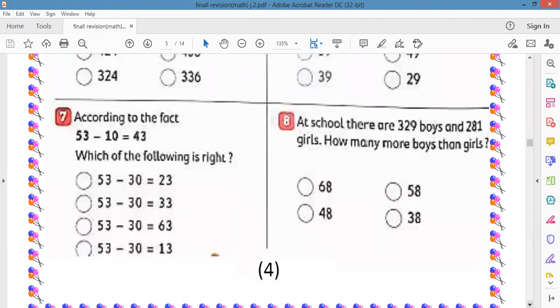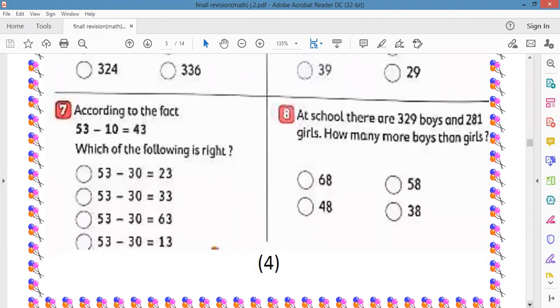Question number 7. According to the fact 53 minus 10 equals 43, which of the following is right? Look at the first one. 3 minus 0, 3. And 5 minus 3, 2. So the following is right.